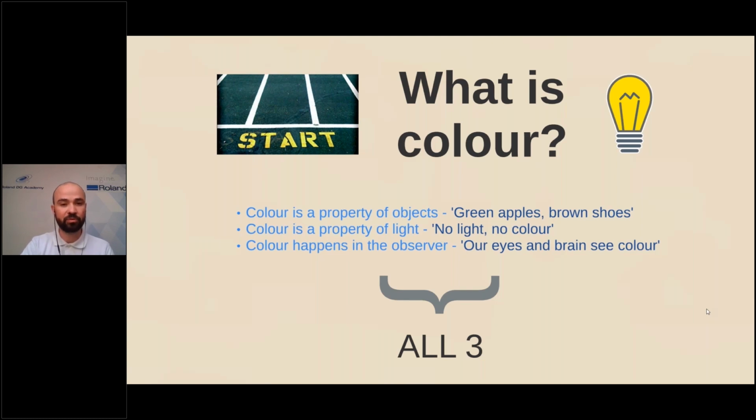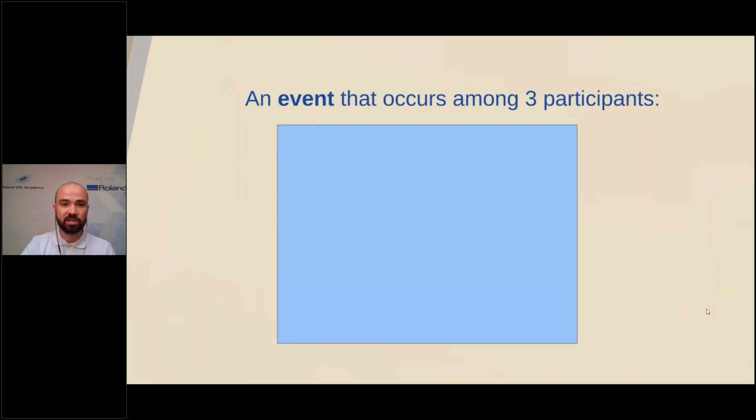When we have all three of these, that's when we have what we would call color. So an event that occurs among three participants. So if we have a light source, and then we have an object, and then the light reflects off of that object and the human eye reads that light, that's what we as humans understand as being color.